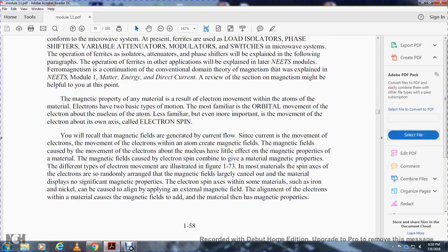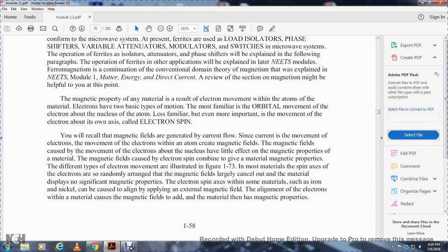The magnetic fields from the movement of the electrons about the nucleus contribute to the magnetic property of the material. The magnetic field from the electron spin also contributes. Combined, they give the material its magnetic property. In most materials, the spinning electrons are randomly arranged, so their magnetic fields largely cancel out, and the material displays no significant magnetic property.